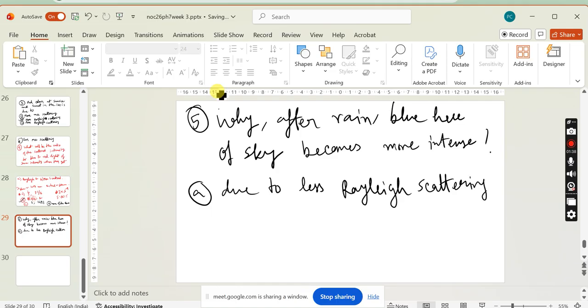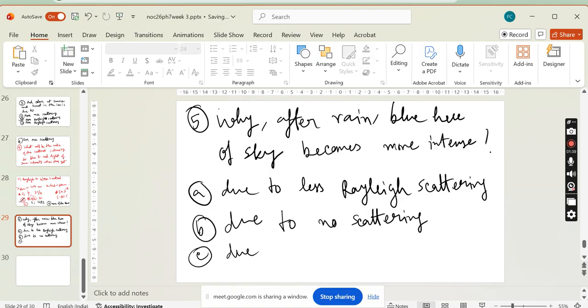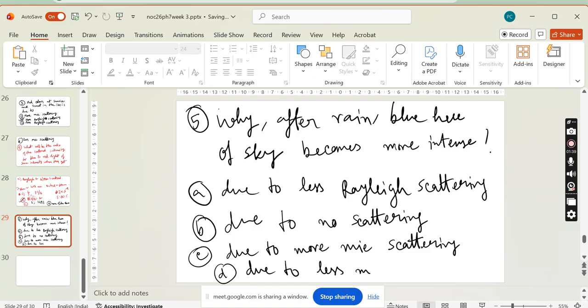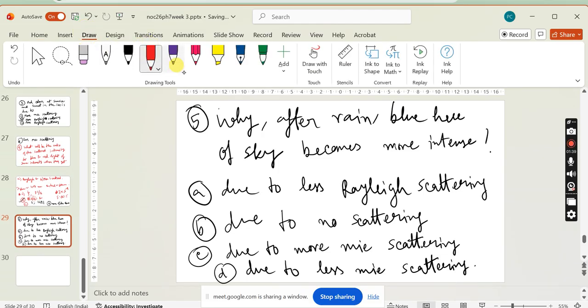So this is because of less Mie scattering.